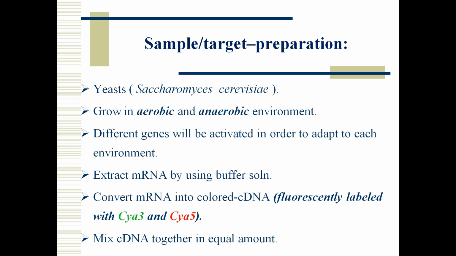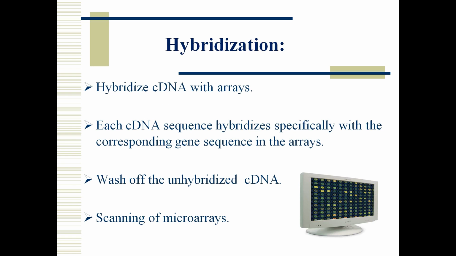For example, if you choose a yeast like Saccharomyces cerevisiae, you have to grow it in both aerobic and anaerobic environments, then different genes will be activated in order to adapt to each environment. Then the mRNA is extracted by using buffer solution. Convert this mRNA into colored DNA or cDNA, because it needs to be identified by its color, fluorescently labeled with Cy3 and Cy5, and mix this cDNA together in equal amounts.